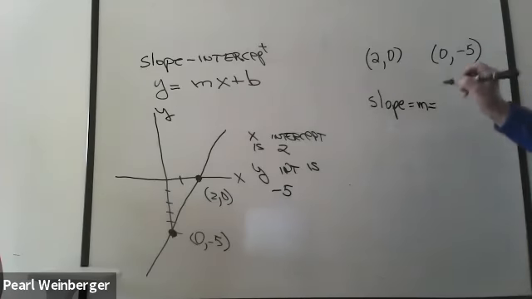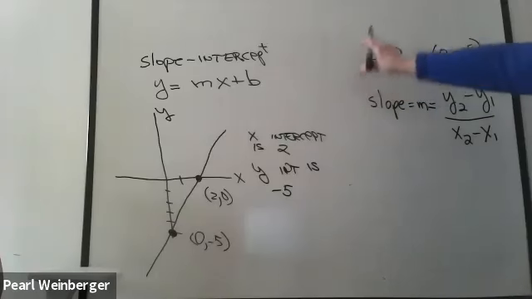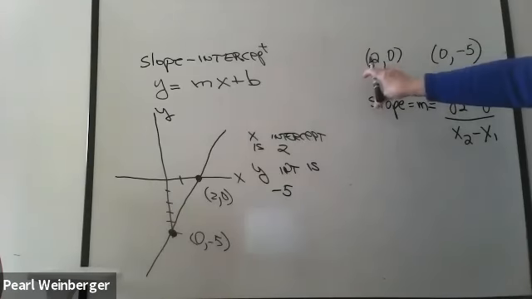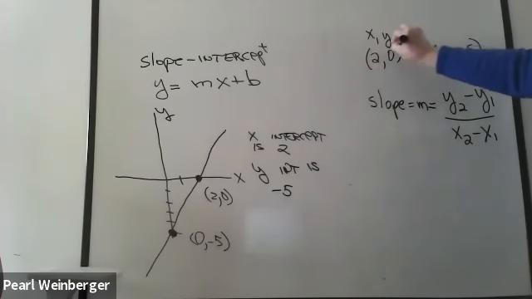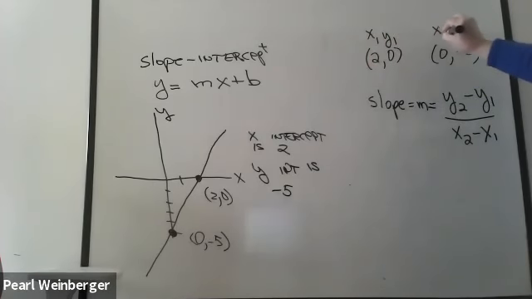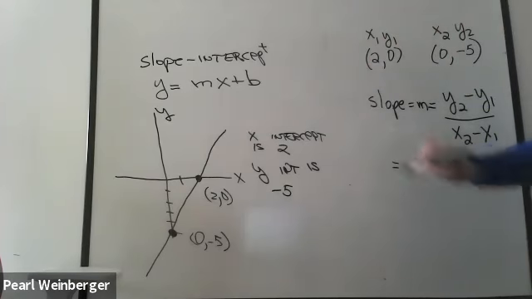And what did you say the formula was? Y2 minus y1 over x2 minus x1. Okay. And remember what we did? We just arbitrarily picked one of our points to be the x1, y1, and the other one then became the x2, y2. Okay, what do we get if we do that?